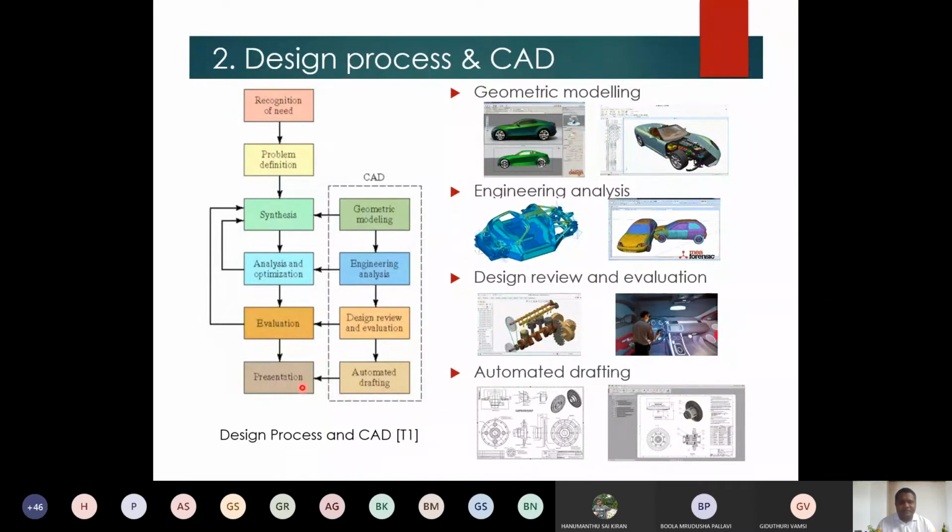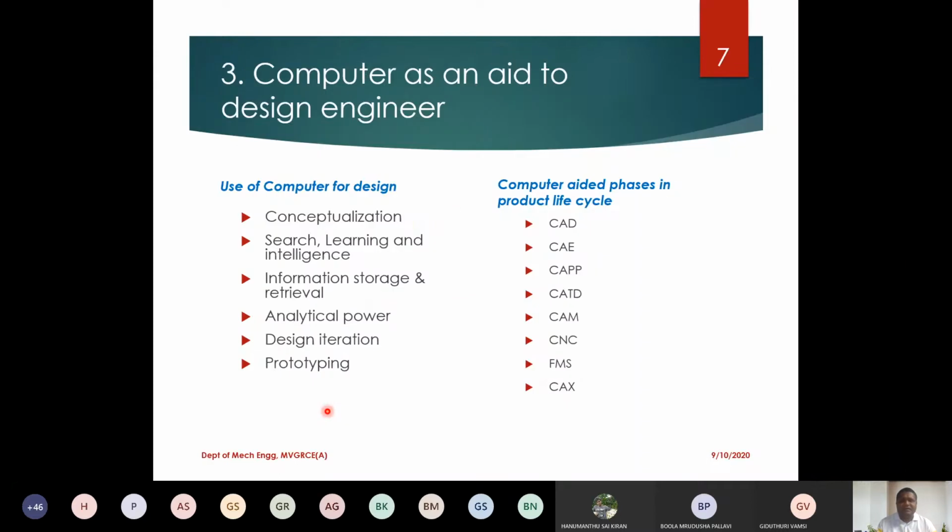Okay. And then of course all these things will be compiled into what you call a presentation, which will be sent to CAM, computer aided manufacturing, as a subject. Okay, I hope you are following.